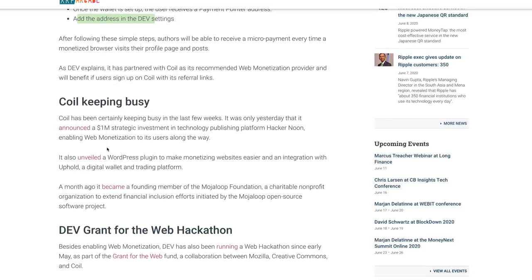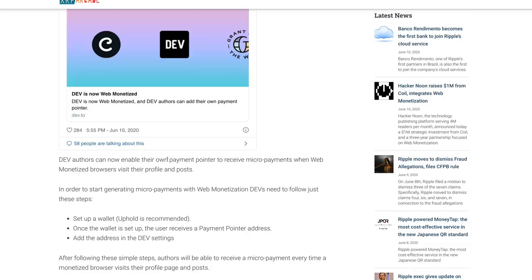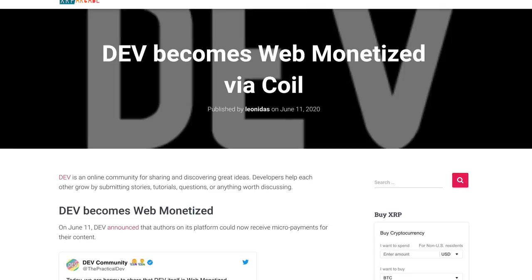Coil has been keeping busy. Yesterday, we just announced that they did a $1 million strategic investment in technology publishing platform HackerNoon, and now they are involved in this Dev project. So amazing news for Dev and Coil.